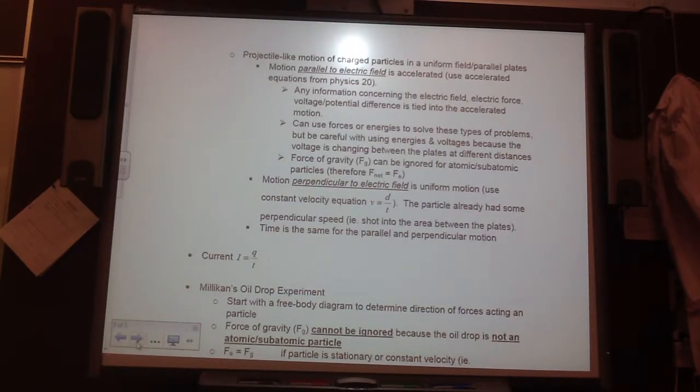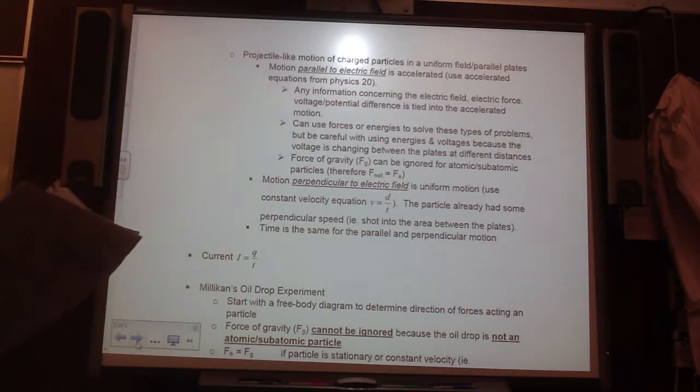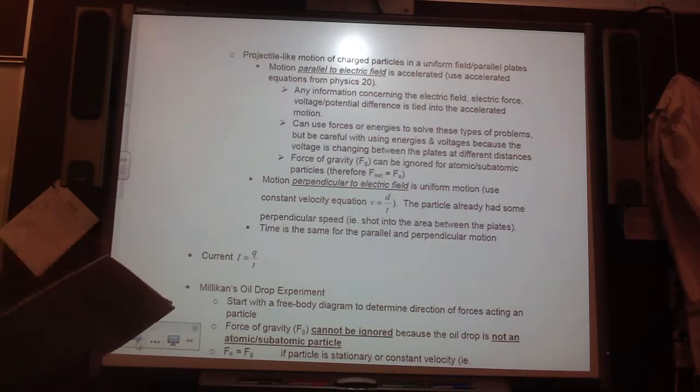Okay, now third page. Projectile-like motion of charged particles in a uniform field. So motion parallel to the electric field is accelerated. Use acceleration equations from Physics 20.